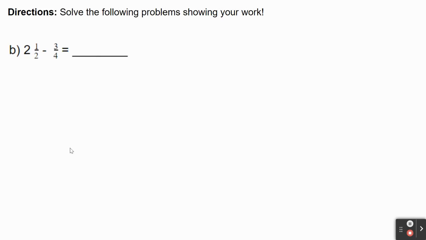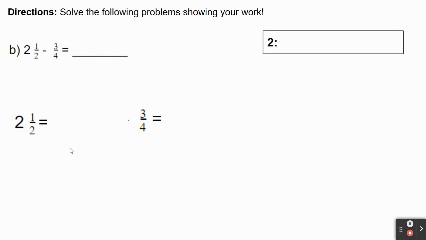Now let's try a subtraction problem. Here we have 2 and 1/2 minus 3/4. If we look at the two fractions that we're subtracting, we can see that they do not have the same denominator, which means the sizes of each part are not the same. So we need to create equivalent fractions that will have the same denominators. To do this, we'll list out the multiples of each denominator.